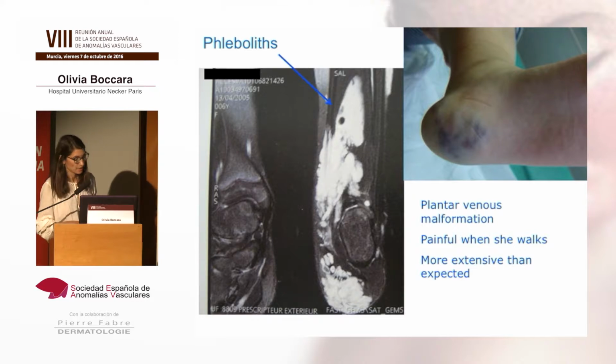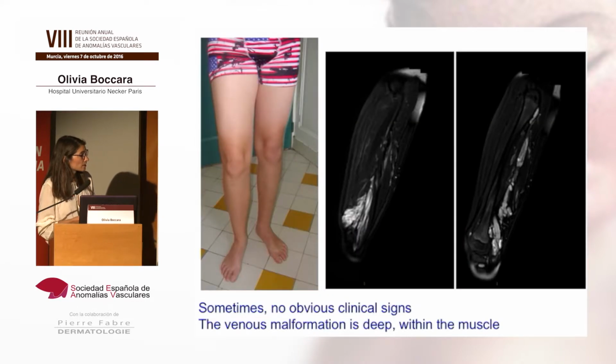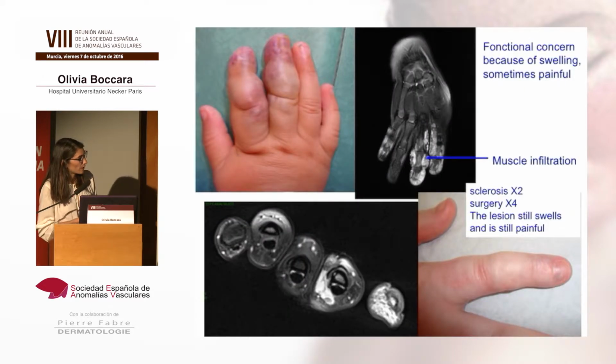Here, the problem will be mainly the pain. Sometimes it's almost not visible clinically. The skin is normal, and it's logical because the vascular lesion is within the muscle, very deep inside the leg, so you can't see anything outside, but the MRI makes the diagnosis, and those presentations are highly painful. Sometimes it's not wide, but it's very complicated because it's very infiltrative in the muscles, as on those two examples.